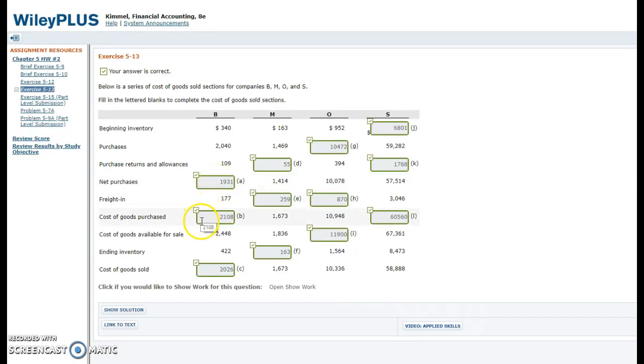The next one, in order to find cost of goods purchased, you take your net purchases, which we just figured out, and you add your freight in. You add these two together and it'll give you your cost of goods purchased.